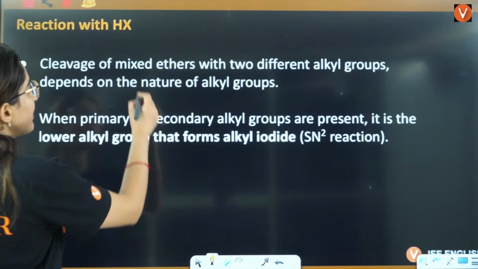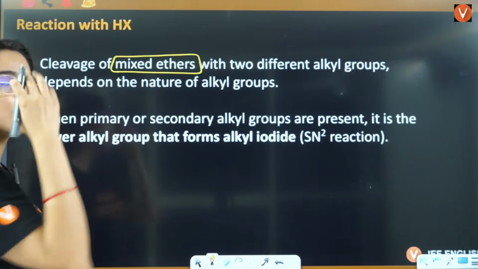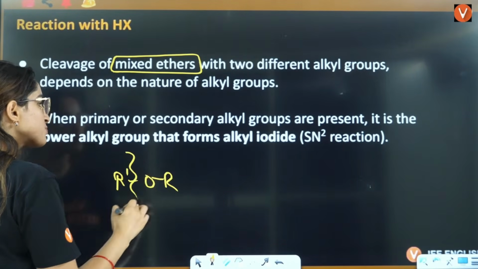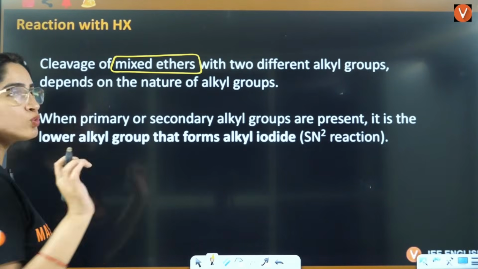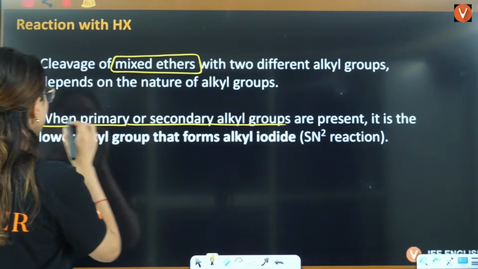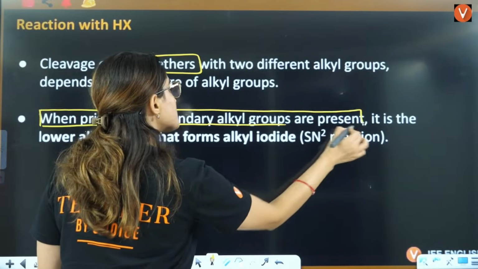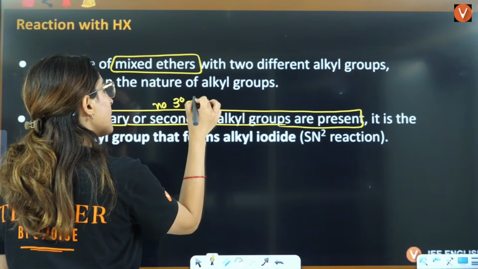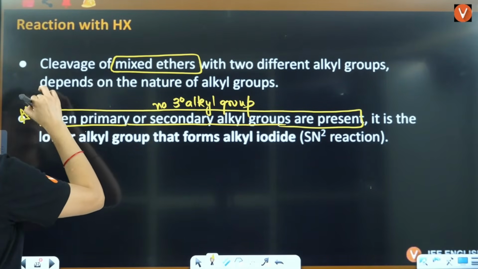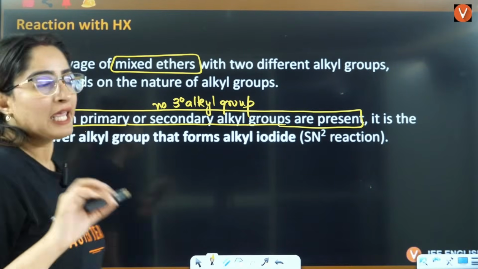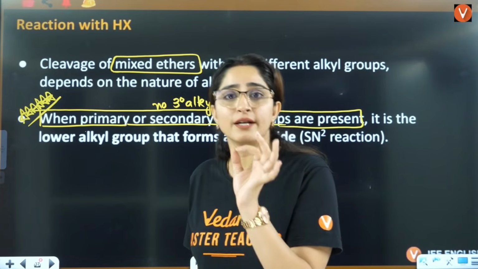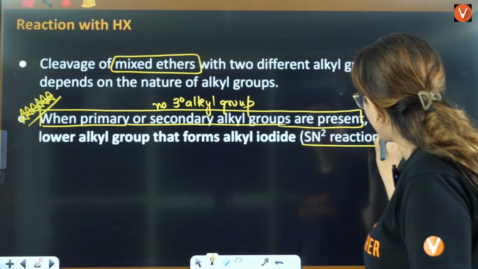Then if you have mixed ethers, how will the cleavage take place? If you have, let's say, R' and OR, will this bond break or this bond break? Let's talk about two things here. When primary or secondary alkyl groups are present, when there is no 3-degree alkyl group, very important, this is a very, very important thing that I am teaching you right now. If none of the alkyl groups is 3-degree, that means it's an SN2 mechanism.